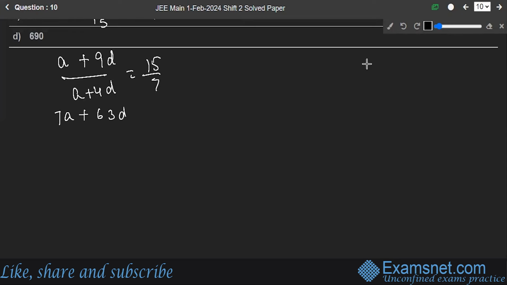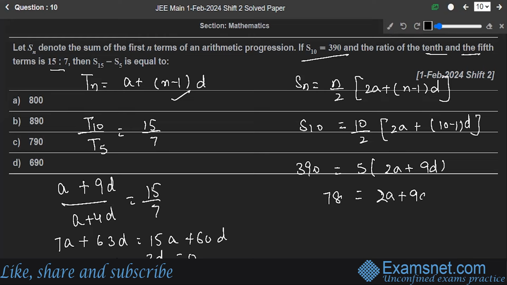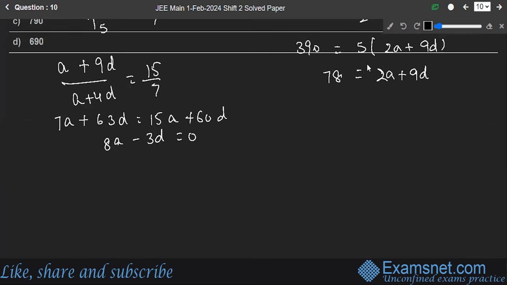You will have 7a + 63d = 15a + 60d, or 8a - 3d = 0. Now the second one: you are given S10 = 390. So this will be given by 10/2 (2a + 9d), and this is equal to 390. This is equal to 5(2a + 9d). Dividing this, you will have 78 over here is equal to 2a + 9d. I have two equations. So these are the two ones.